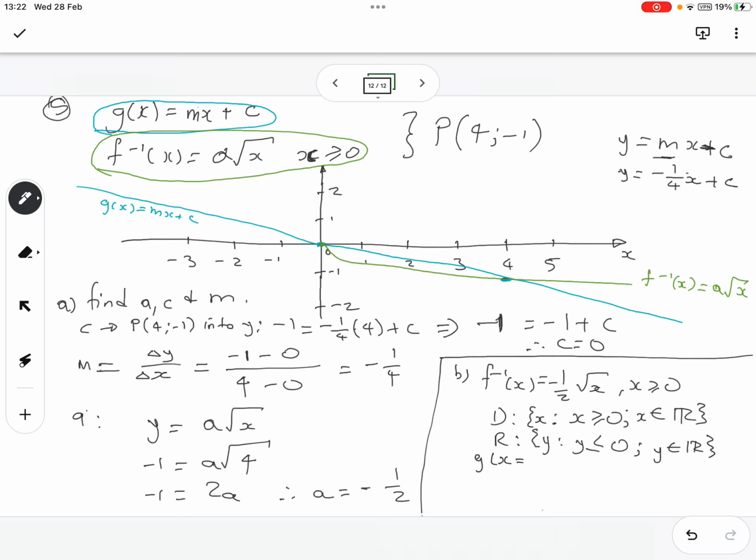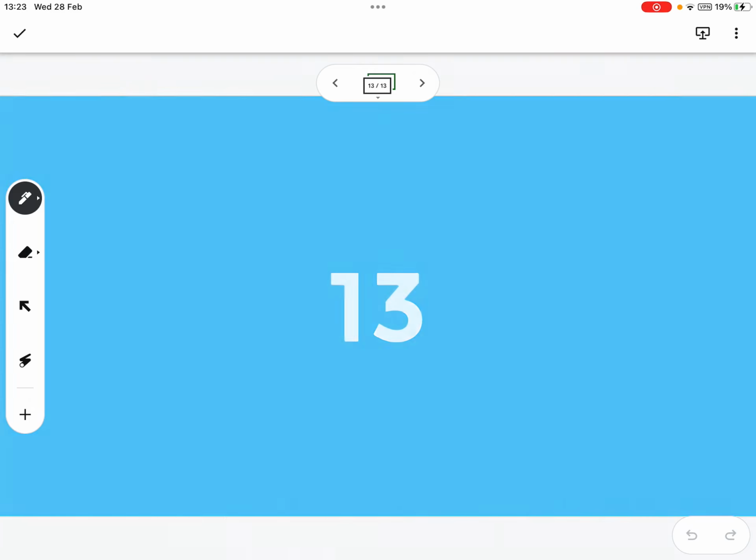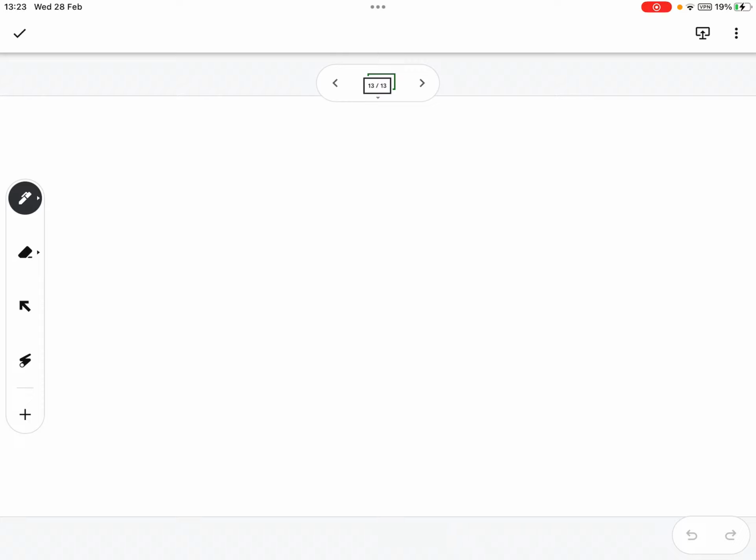And then for g? g of x is an element of real numbers, and -1/4x. So the domain is the set of x values such that x is just an element of real numbers. And what about the range? It's also an element of real numbers. y is also an element of real numbers. Okay. Here's another question.